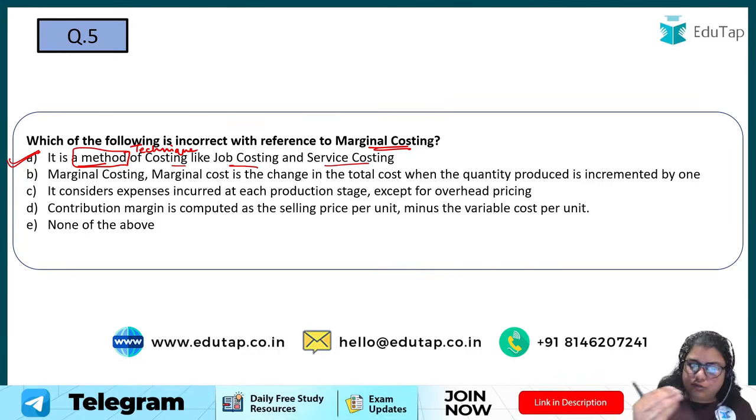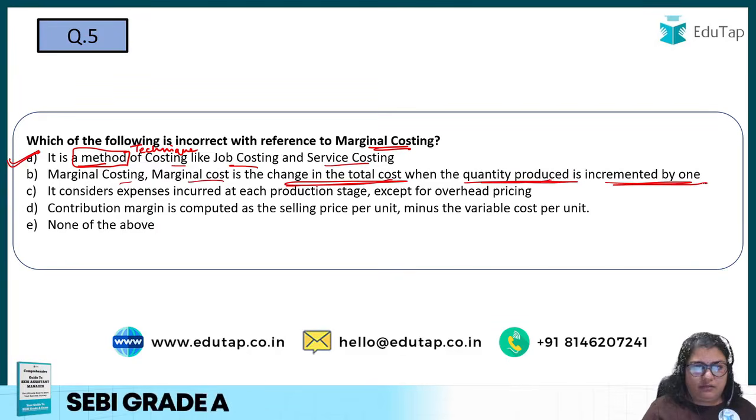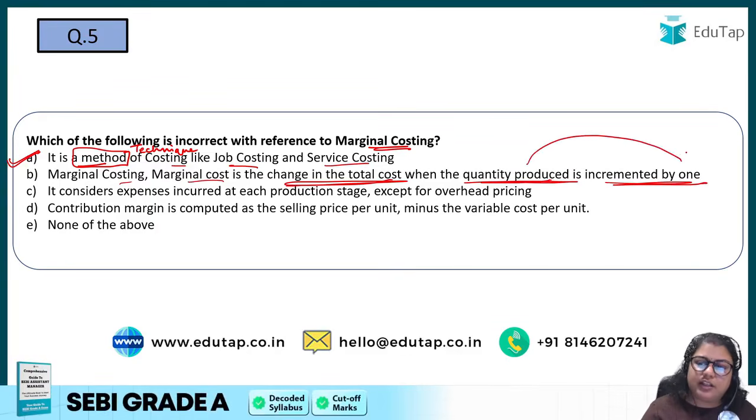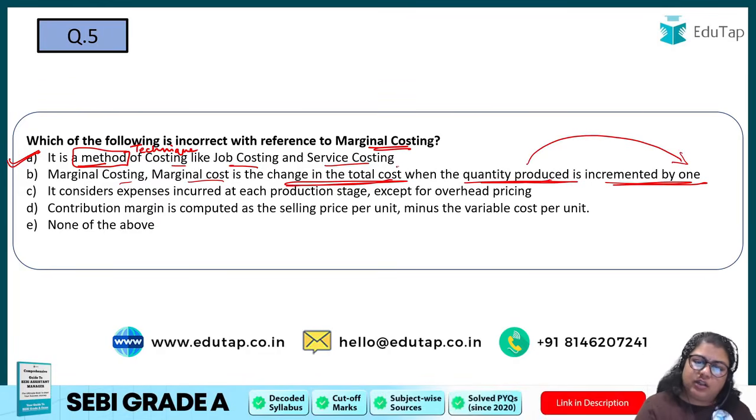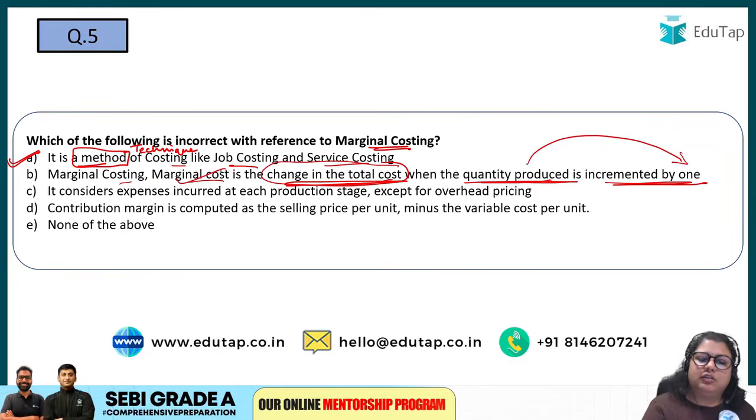to marginal costing. Let us look at the other statements also. In marginal costing, marginal cost is the change in total cost when the quantity produced is incremented by 1. So when the quantity produced is changed by 1, or you can say it is increased by 1, whatever is the change in the total cost, that is the marginal cost. So this is the correct statement.